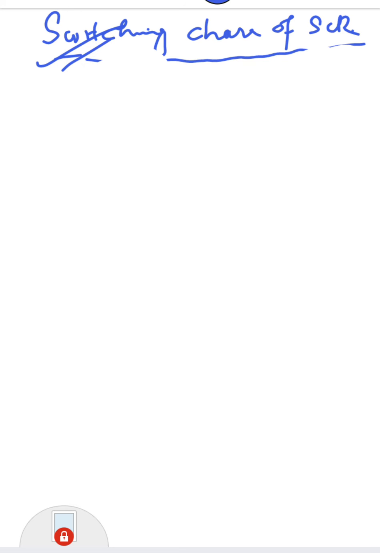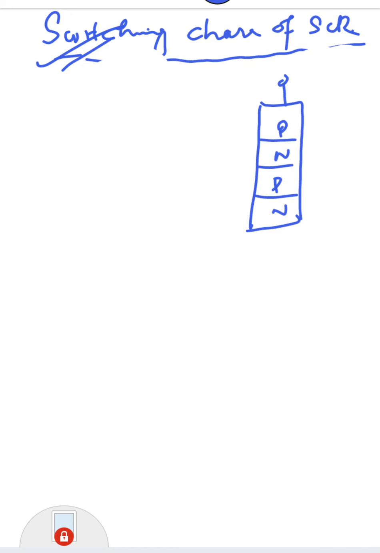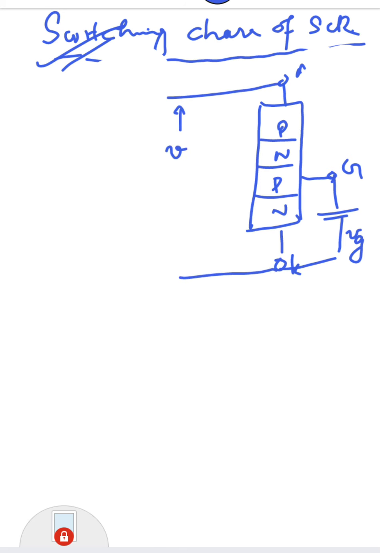The purpose of the switching characteristics is this: we have this SCR structure, PNPN. So this is anode and this is cathode, gate. I am going to apply gate voltage across gate and cathode to turn on this SCR. When I apply that gate voltage, what happens to anode voltage, what happens to anode current, what happens to the gate current, how much time will the SCR take to turn on, will it turn on instantaneously or will it take some microseconds.